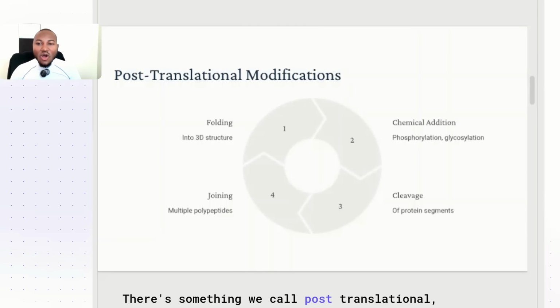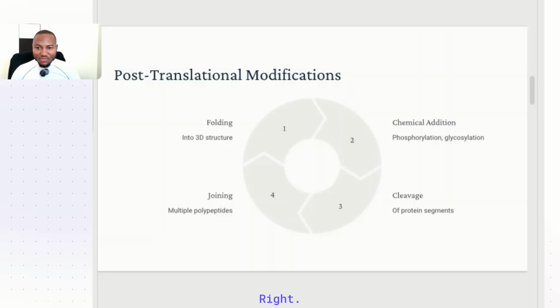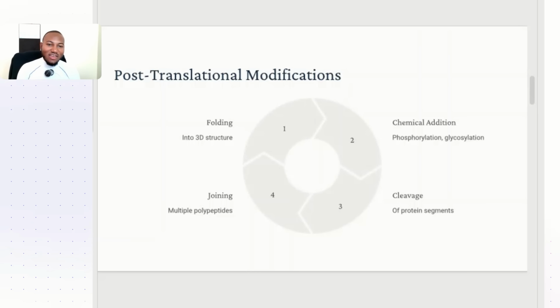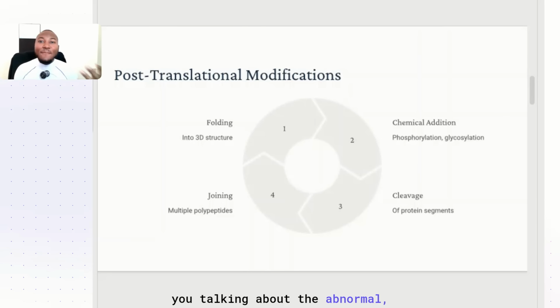There's something we call post-translation modification, right? Translation is to produce protein. You've already produced protein. We want to modify that protein because if that protein is bad, it becomes pathologic. Remember, what we are dealing with is anatomy and physiology. And what is physiology? Function, function, function. The right function. We want to know the real things for us to be able to understand the unreal things. So when you are doing pathology, you're talking about the abnormal, but physiology is the normal.